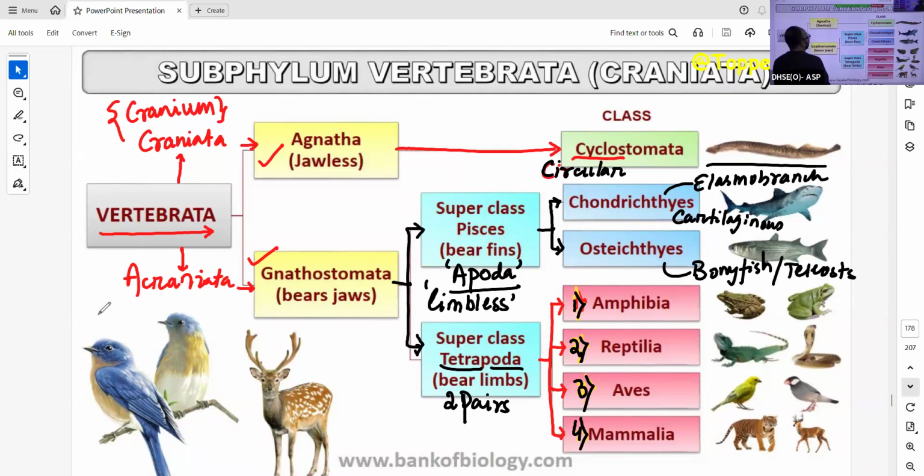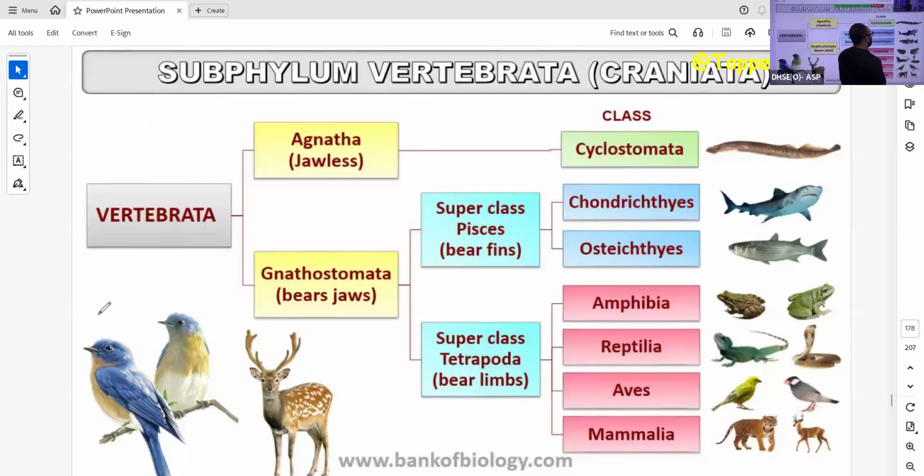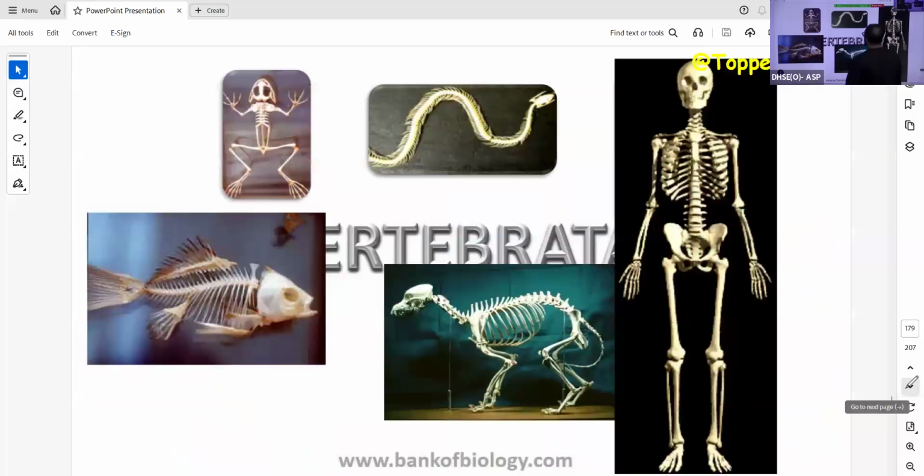I hope यहाँ तक सबको clear है. Everyone must have understood. Yes, as you can see in the vertebrata, here clearly you can see the presence of the vertebral column in each. ठीक है? This is a vertebral column here. This is a vertebral column in fish. This is the vertebral column. This is also a vertebral column. And in case of human being, ये आपकी vertebral column है. ठीक है? Okay. ठीक.